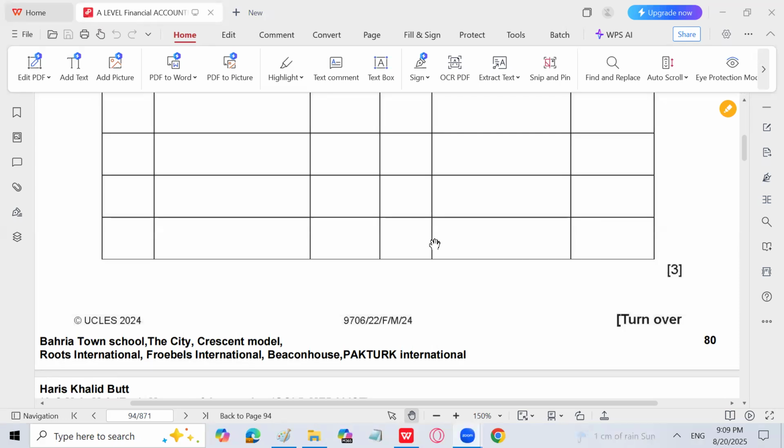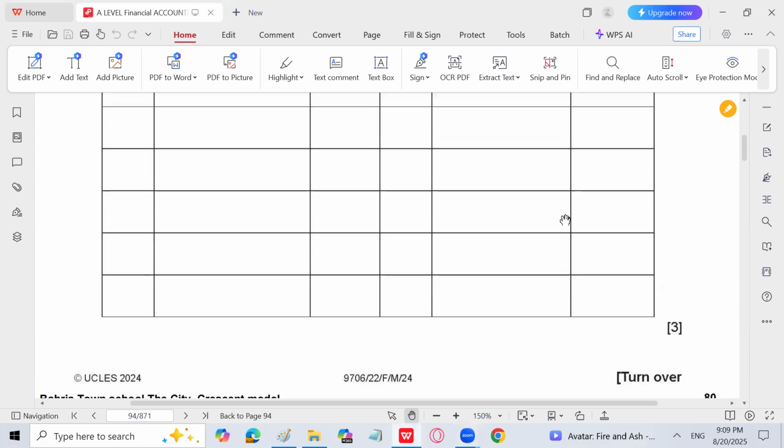Today we are going to solve a question from AS Accounting, and the topic is depreciation. Depreciation is one of the main topics of AS Accounting, and we always find questions from depreciation in our AS paper, Paper 2 of Accounting 9706. This question has come in February/March 2022. Let's start doing this question.